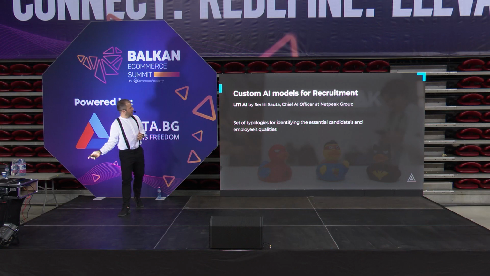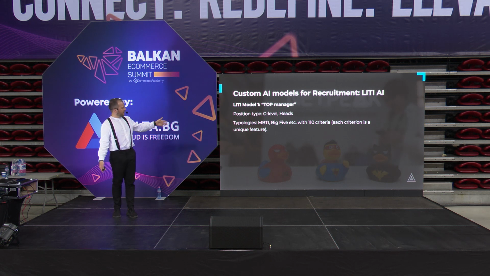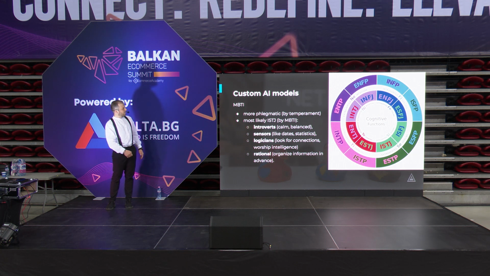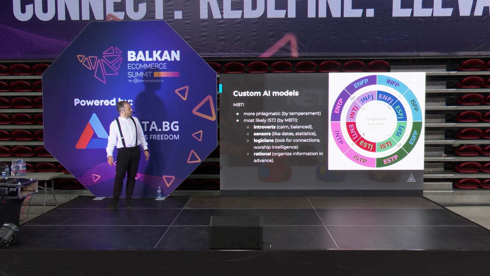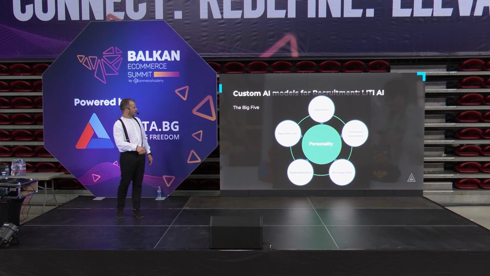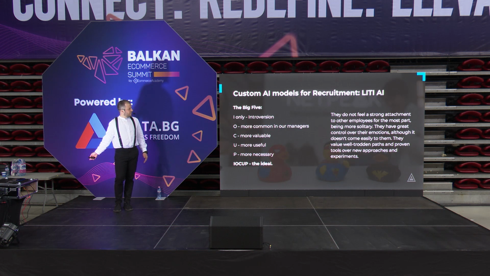So we're going to use some typologies in psychology and psycholinguistics, MBTI and Big Five, with more than 100 criteria. For MBTI, we're looking for introverts, sensors, logicians, rational guys. In the Big Five, we are looking for characteristics like neuroticism, openness, extroversion, agreeableness, and so on. After that, we make a portrait. So our people in this job title should have these types of character.